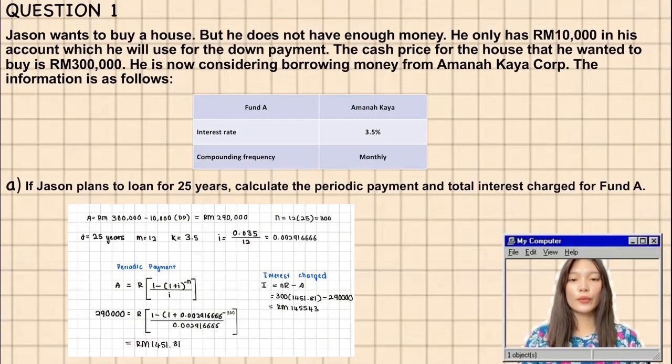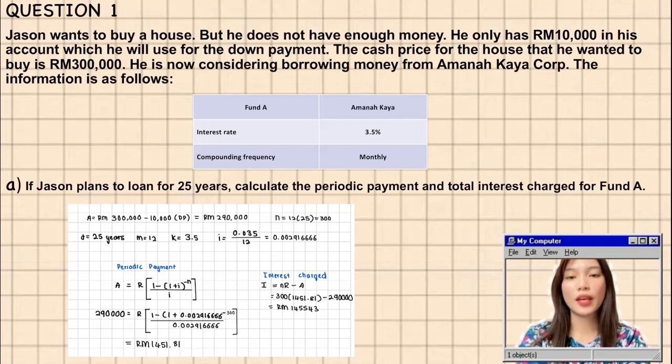Question 1. Jacyln wants to buy a house but he does not have enough money. He only has 10,000 ringgit Malaysia in his account which he will use for the down payment. The cash price for the house that he wanted to buy is 300,000 ringgit Malaysia. He is now considering borrowing money from Almanac Kaya Corp. The information is as follows. Interest rate for Fund A is 3.5%. Compounding frequency for Fund A is monthly.